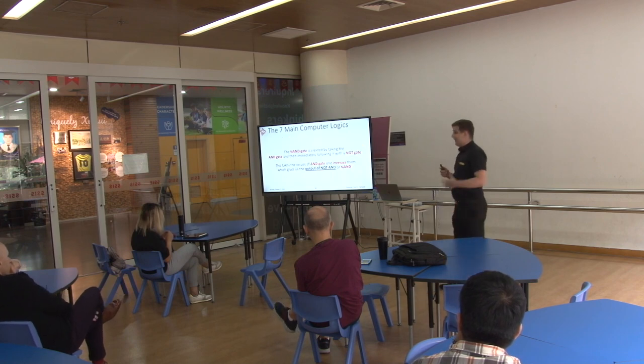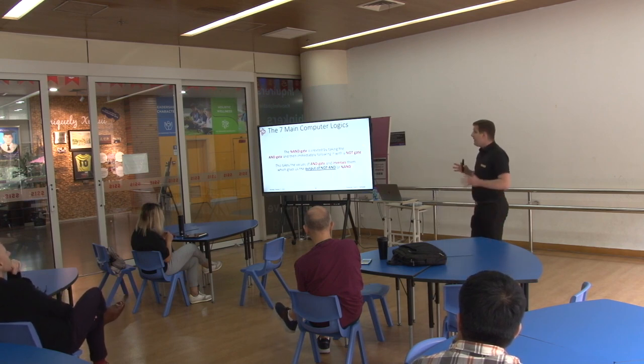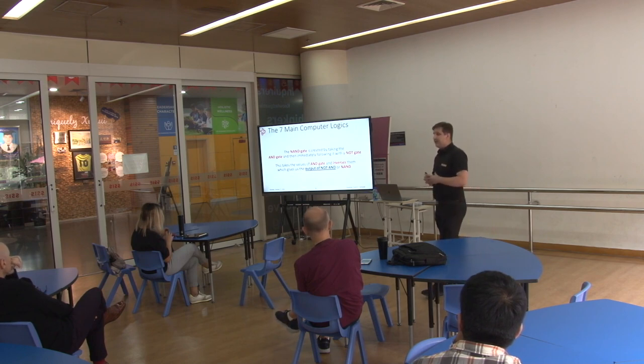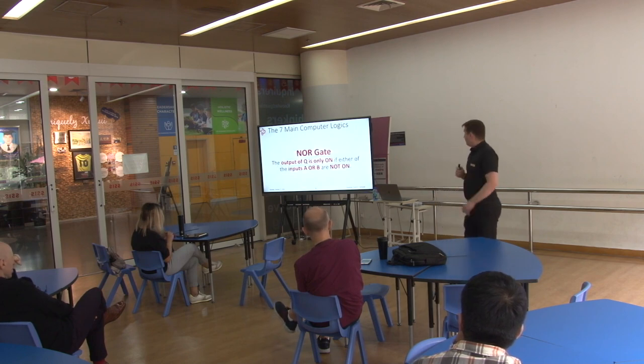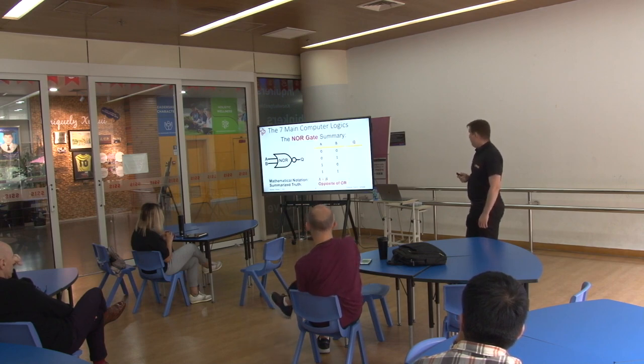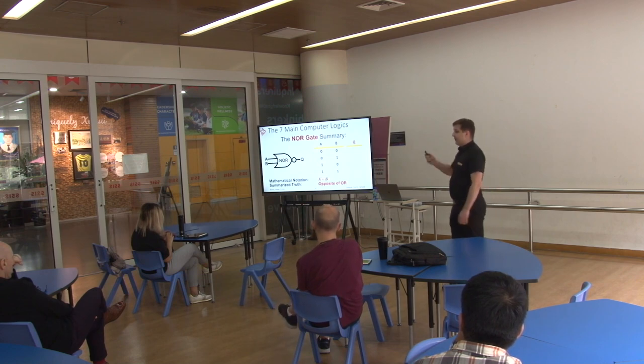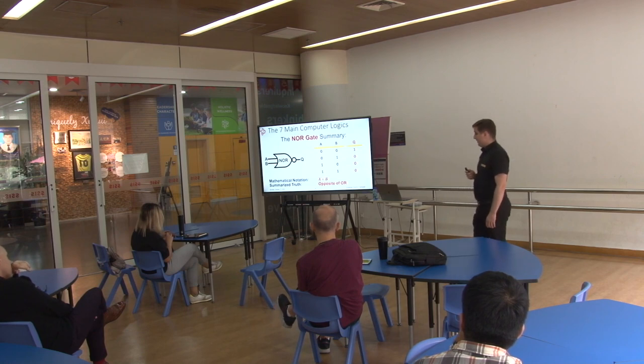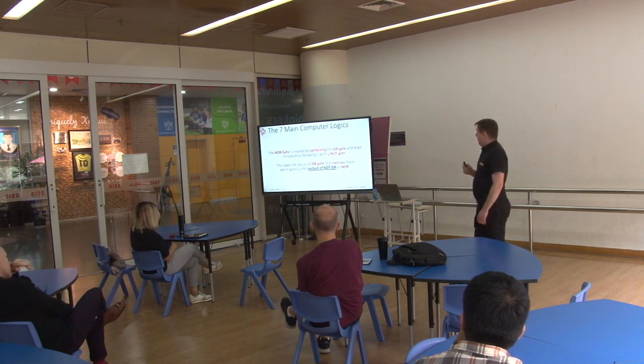Now if we look at how this is created, the NAND gate is created by taking the AND gate and then immediately following it by a NOT gate. And this inverts the function. Now the NOR gate, very similar, so the output of Q is only on if neither of the inputs A or B are on. So in this case, we get A plus B with a line over top for the negation, opposite of OR, and that gives us 1, 0, 0, 0 instead.